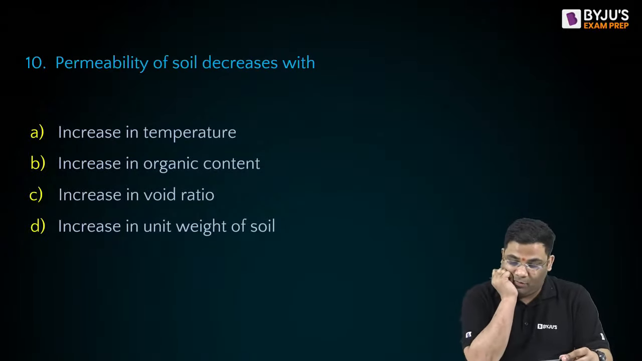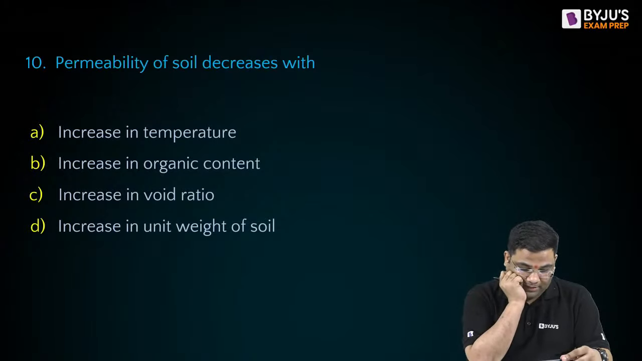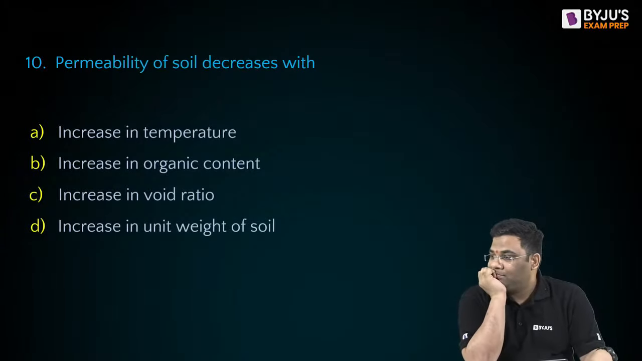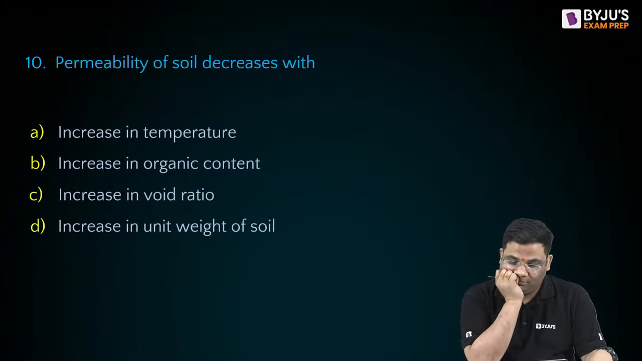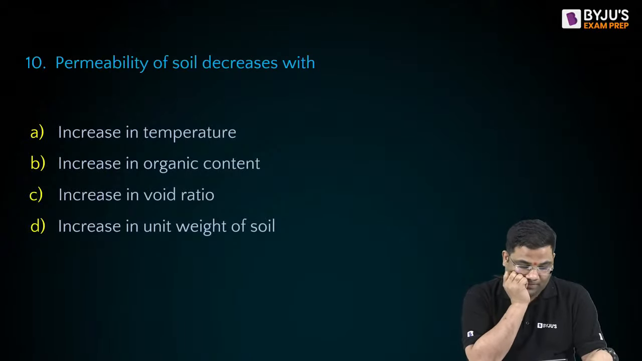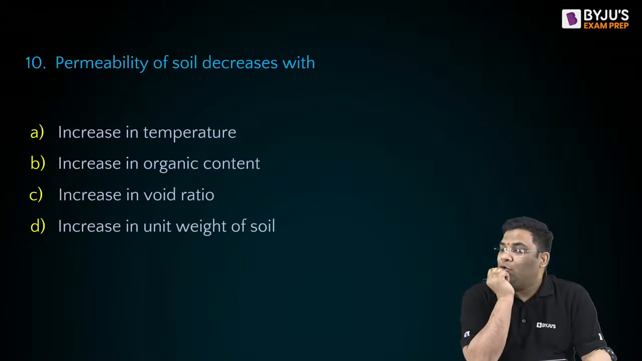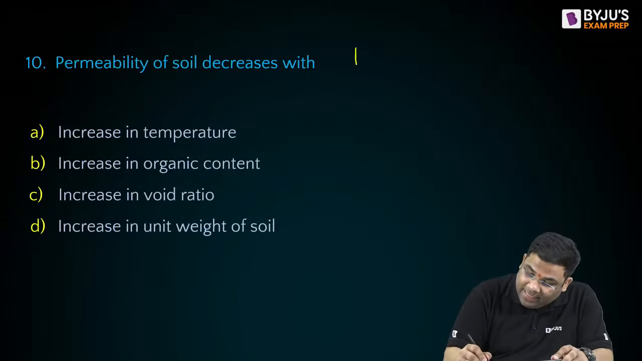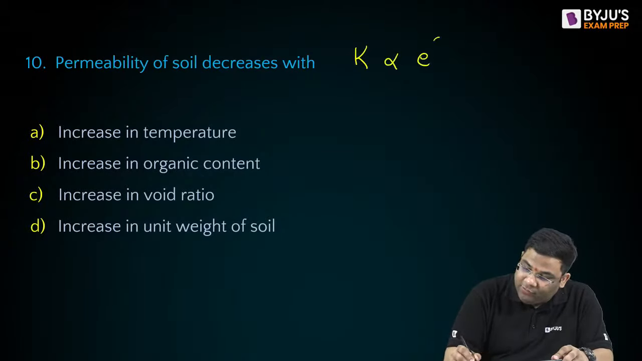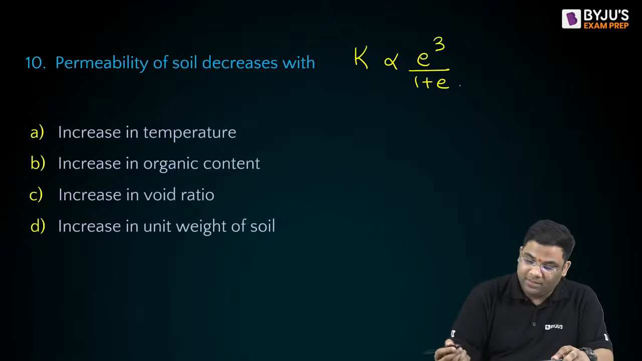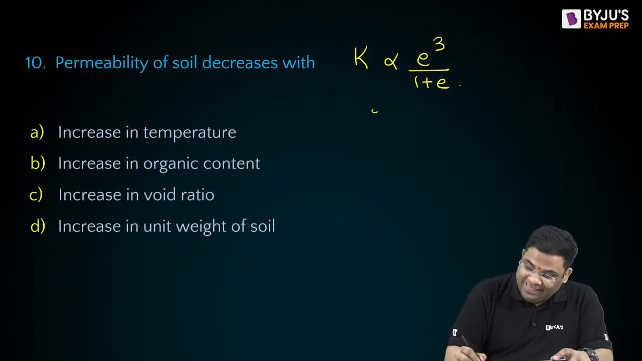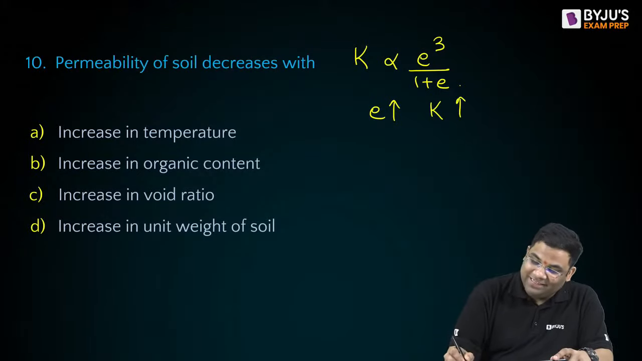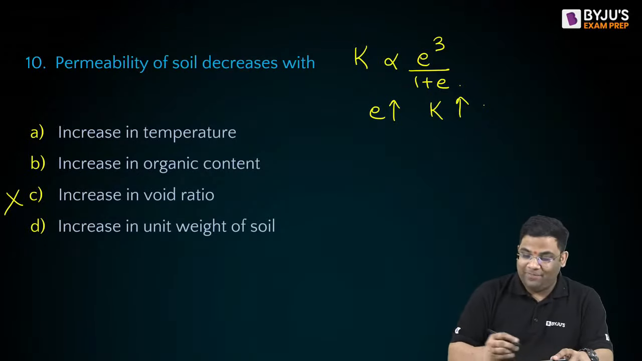Naman is answering B, no. Yes, it is correct. I think multiple answers are correct. I think both B and C are correct, right? You see, K is directly proportional to e cubed by 1 plus e, right? So if e increases, then K also increases. So this is wrong, okay?